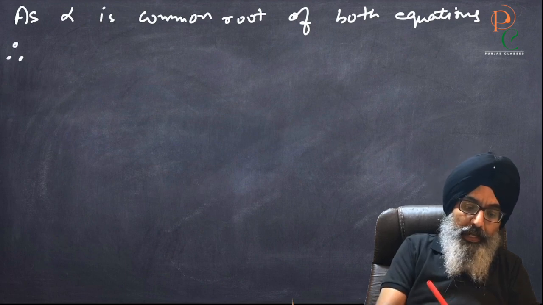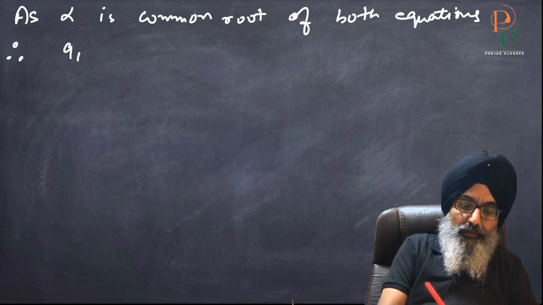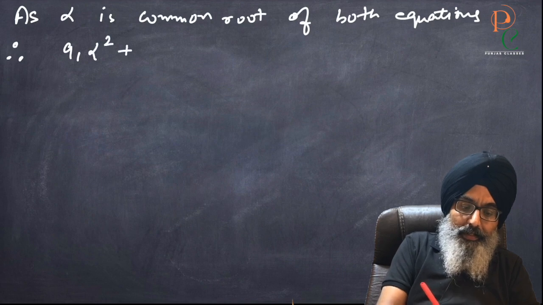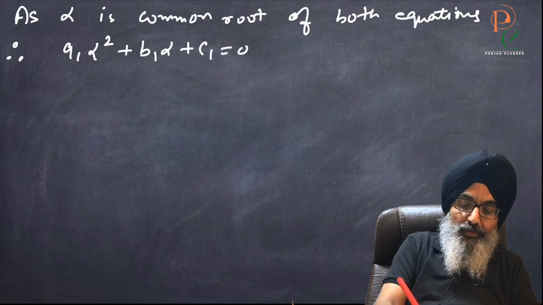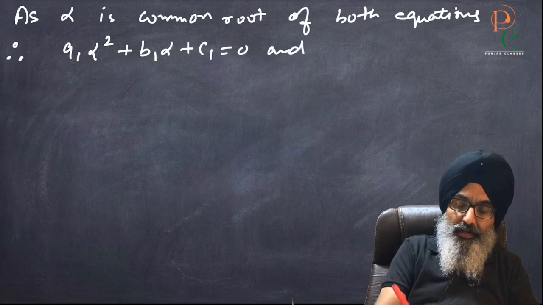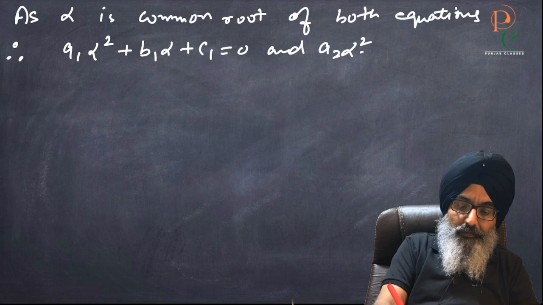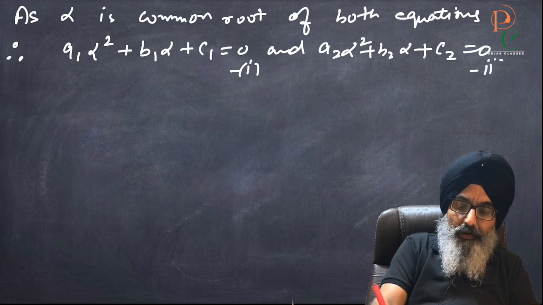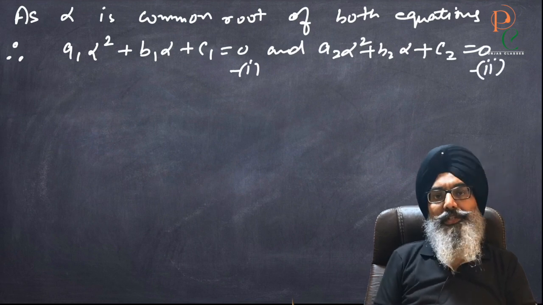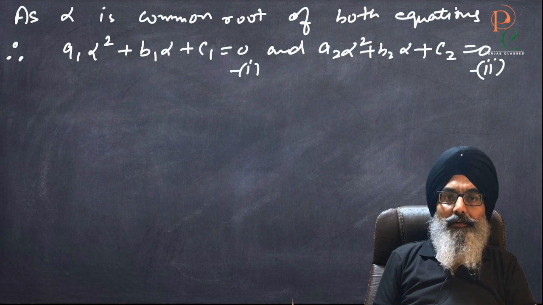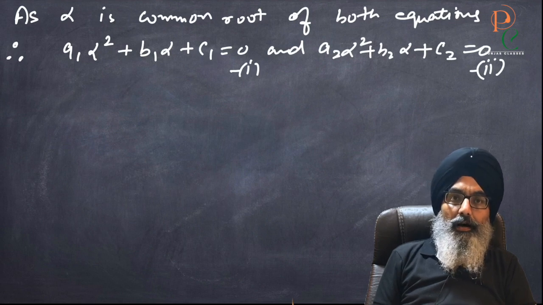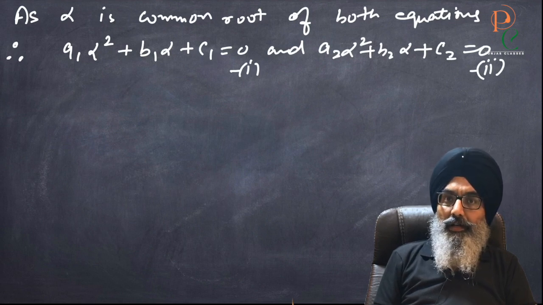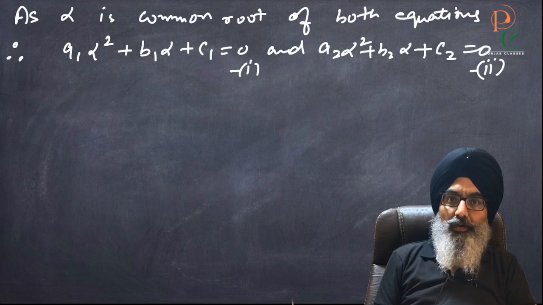Therefore, what I will obtain is, in the first equation, when I put the value of alpha, I get the equation reduced to a1 alpha square plus b1 alpha plus c1 equals to 0, and the second equation gets reduced to a2 alpha square plus b2 alpha plus c2 equals to 0. So I get these two equations in alpha. Now from these two equations, we are supposed to eliminate alpha and thereby obtain a relation between a1 b1 c1 and a2 b2 c2, which will be our required relation.